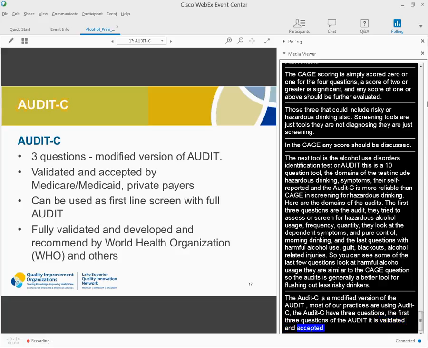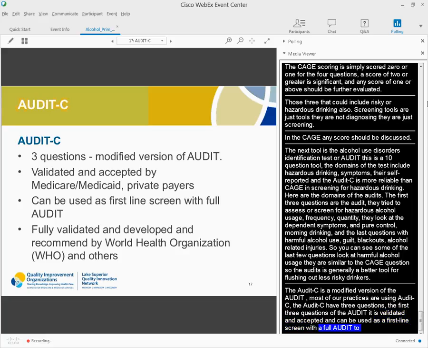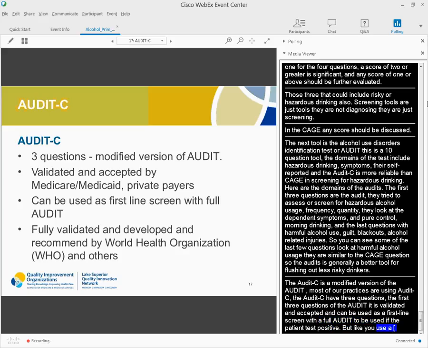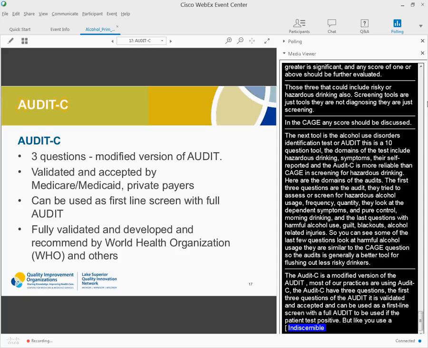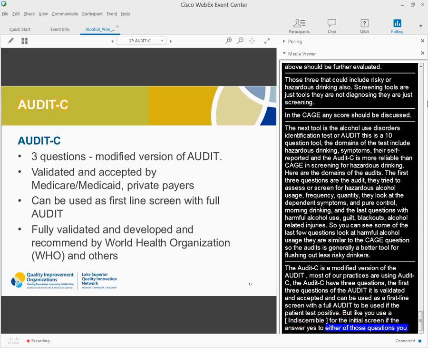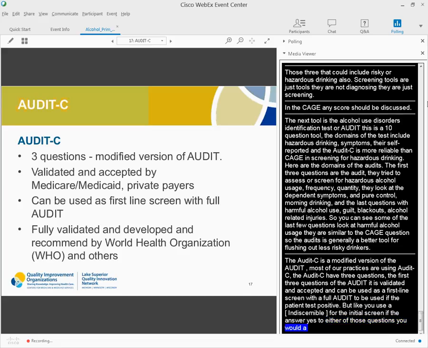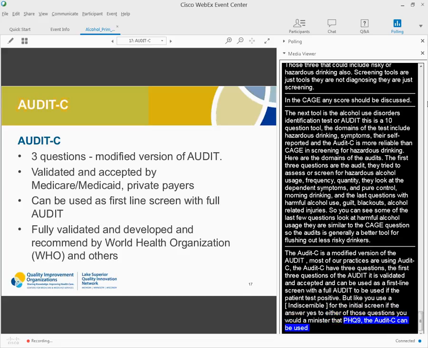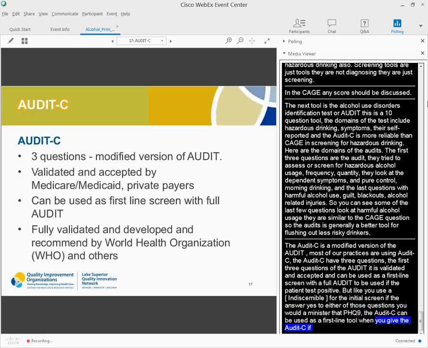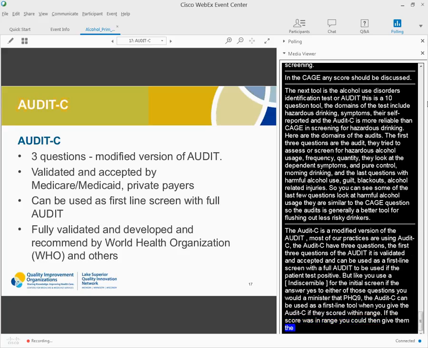So much like you might use a PHQ-2 for depression for the initial screen, if they answer yes to either of those questions, then you would administer the PHQ-9. The AUDIT C can be used as a first-line tool, where you would give the AUDIT C, and we'll get to the scoring range in just a second. If the score was within range, you could then give them the full 10-question AUDIT, which would give you a little more specificity and a little more information about their drinking behaviors.